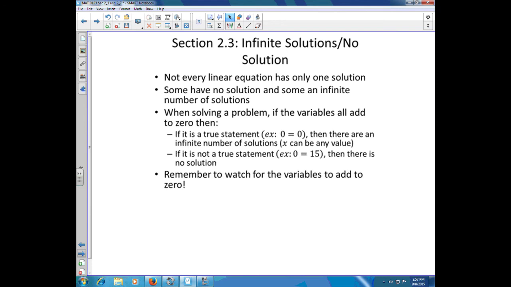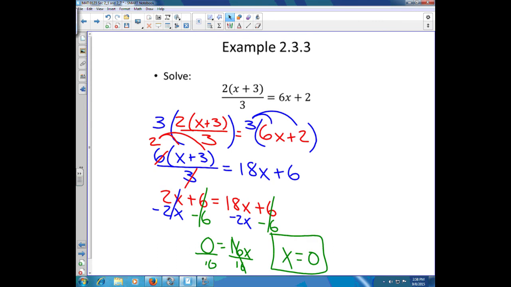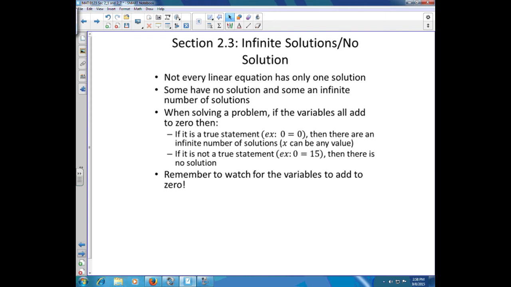If you wind up with not a true statement, so something like 0 equals 15, right? Obviously that's not true, then there's no solution. There's no x value that will solve the equation. So the thing to remember to watch for is the variables adding to 0. Not the numbers, the variables. In our last example, the numbers added to 0, and we still got a solution. What we're looking for is the variables to add to 0.